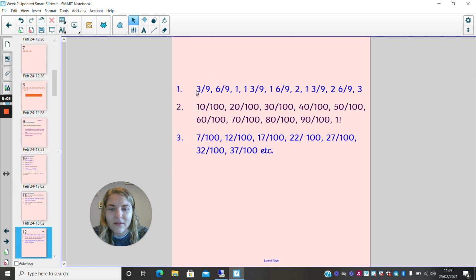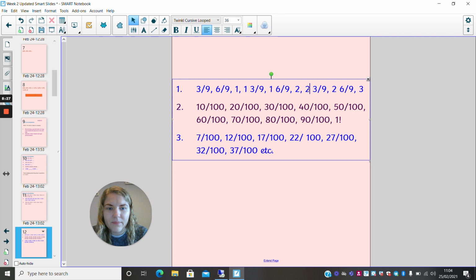Okay, so this one is kind of going up in jumps of 3, so 3/9. So we've got 3/9, 6/9, 1, 1 whole and 3/9, 1 whole and 6/9, 2. That should be 2. Sorry about that. 2 wholes and 3/9, 2 wholes and 6/9, 3. Okay, lovely. So the next one's going up in 10s, which is a little bit easier.